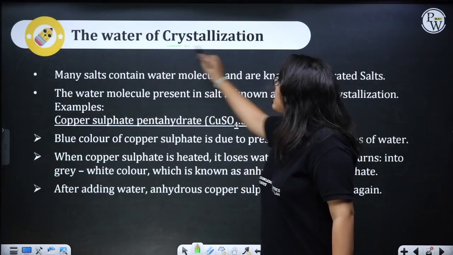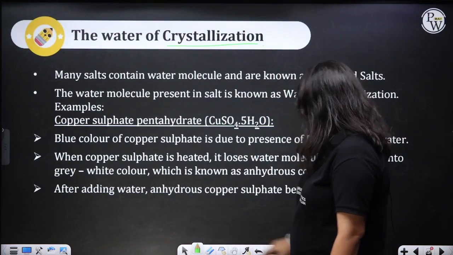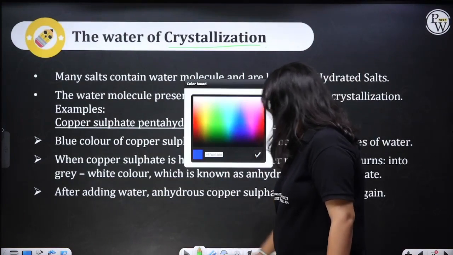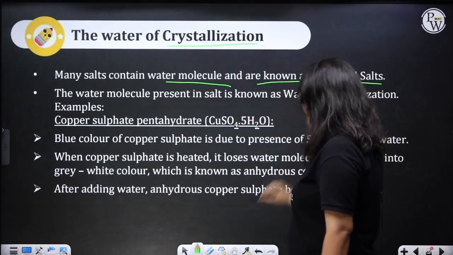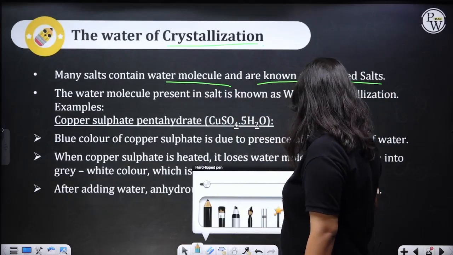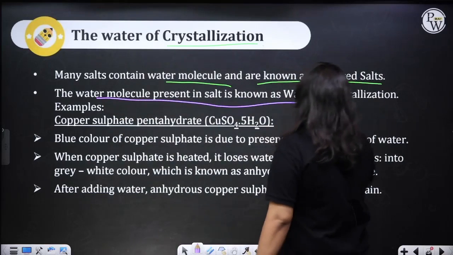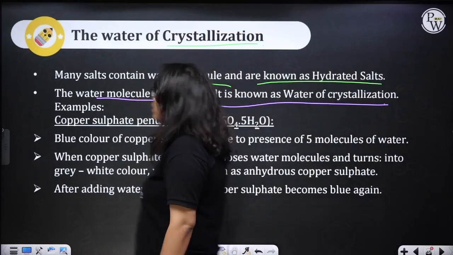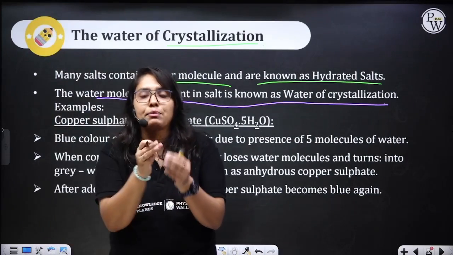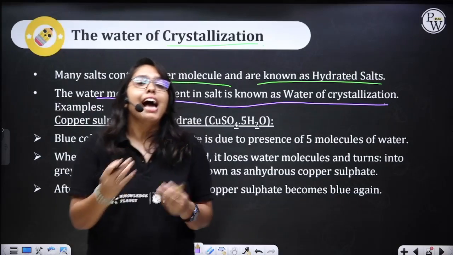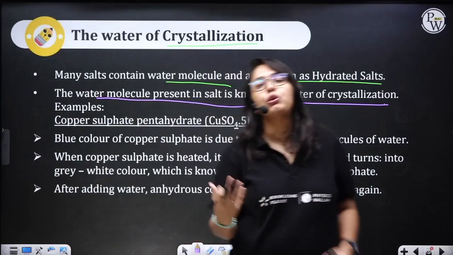Talking about the decahydrate you must have seen, what is that? That is nothing but water of crystallization. Many salts contain water molecules and are known as hydrated salts. Now this water molecule present in the salt is known as water of crystallization. This water molecule is present in the lattice of that particular crystal, and it is because of this water that the salts get their beautiful color.